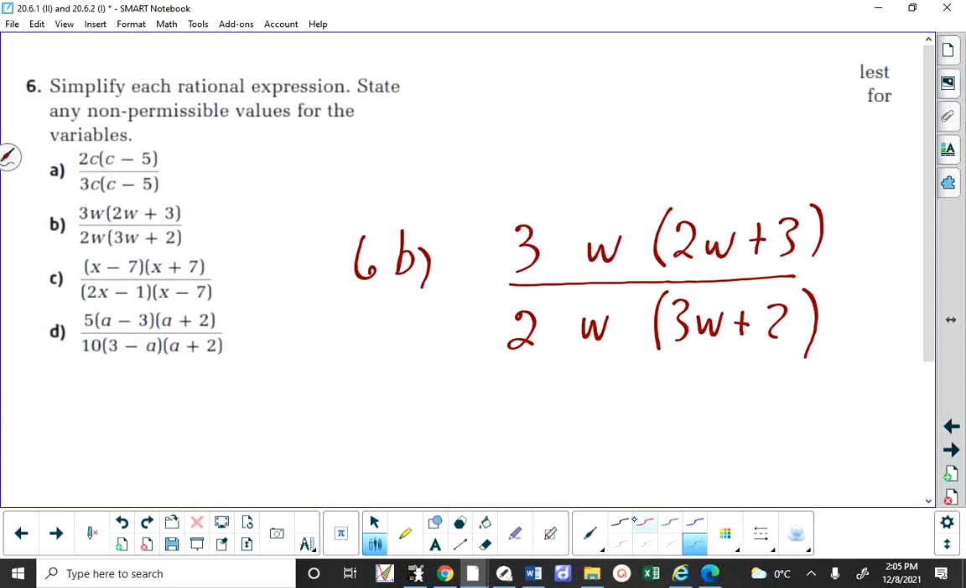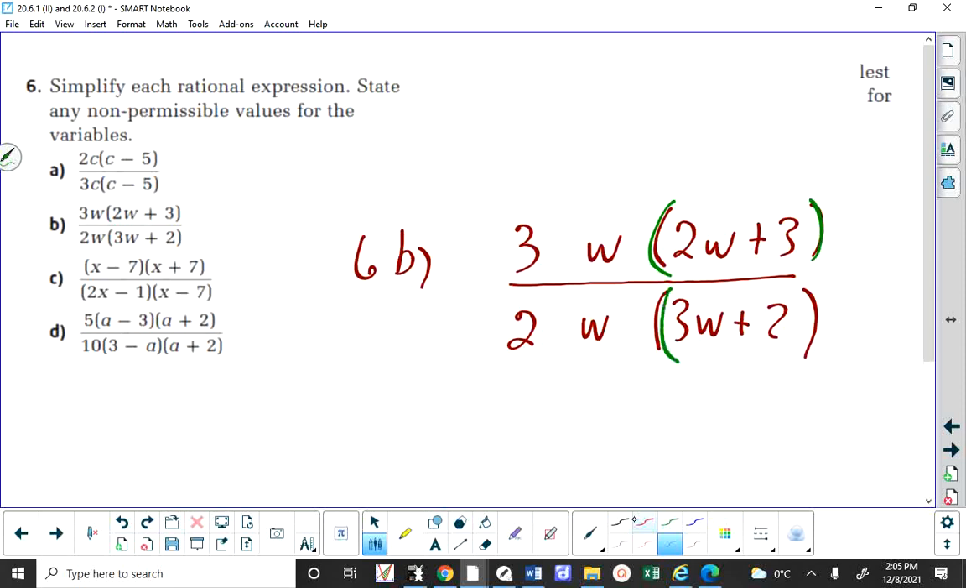You might be at first glance thinking, well, I can cancel those w's and the 3's and all that, like 2w plus 3. But when you look carefully, it's 2w plus 3 on the top, it's 3w plus 2 on the bottom. And I know this gets overwhelmingly repetitive, but on the top, that 2w plus 3 is a factor because it's in brackets multiplied by other stuff.